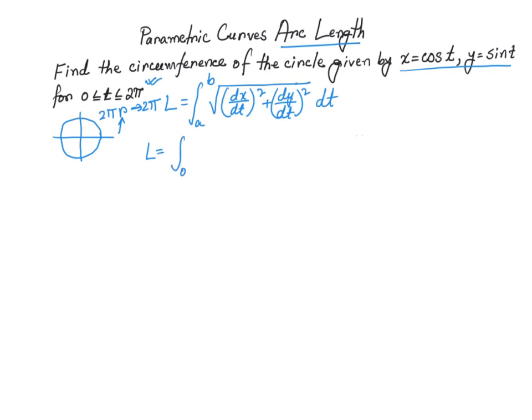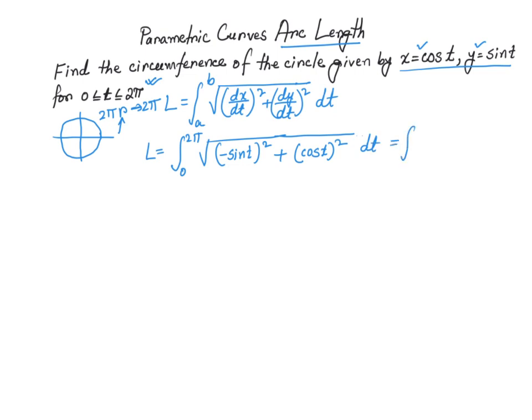So integral 0 to 2 pi square root of dx over dt. What is the derivative of x with respect to t? It's going to be negative sine of t, and I need to square it. Then plus dy over dt. What is the derivative of sine of t with respect to t? That's nothing but cosine of t. And then I need to square it. And the integration is done with respect to t.